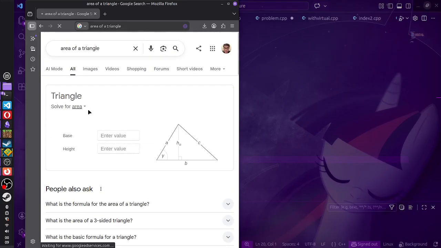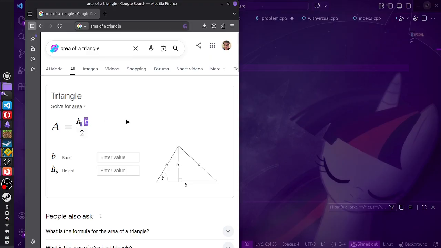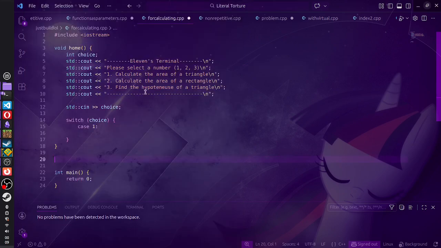Everything's so slow. I know that one day I'm probably going to be the best programmer that's ever lived. Yep, 1/2 base times height. Or height times base divided by 2. So, yeah, that's cool. That's awesome.